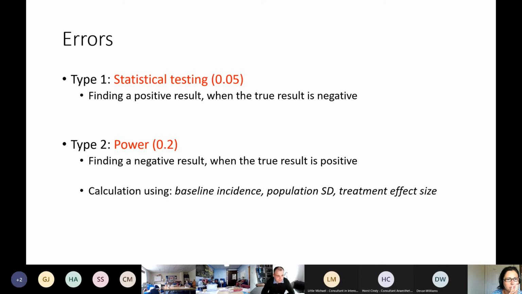But the other type of error, and the one that is very common, particularly in critical care research, is power. Well, it's type 2 error, which relates to the power of a trial.